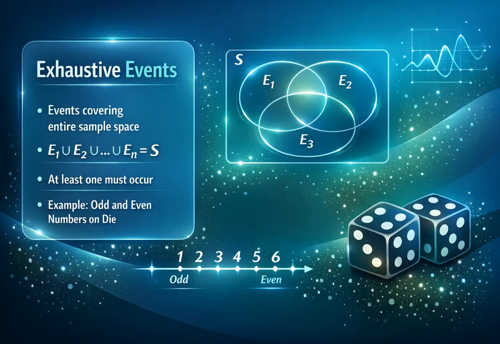Events are exhaustive if together they cover the entire sample space. The union of all events equals S. At least one of them must occur when the experiment is performed. For a die, the events odd number and even number are exhaustive. Every outcome is either odd or even. Together, they cover all possibilities.